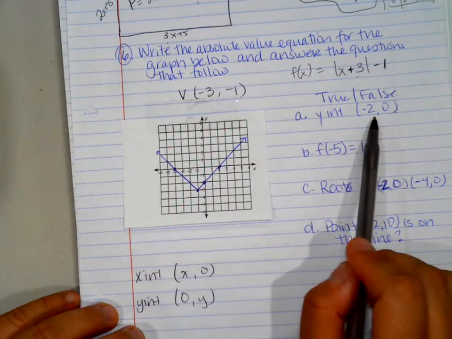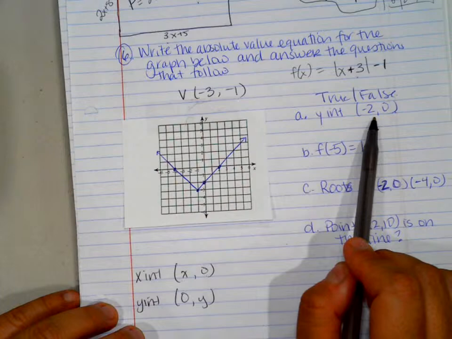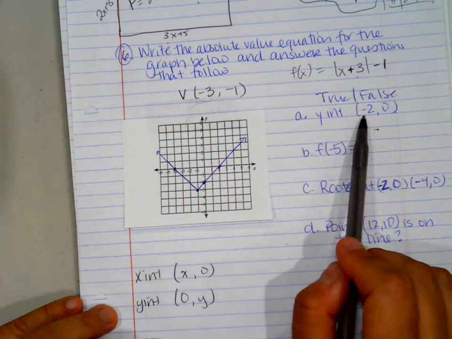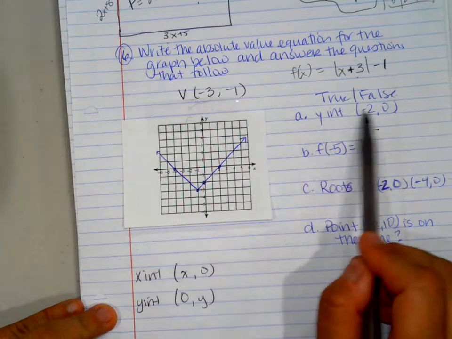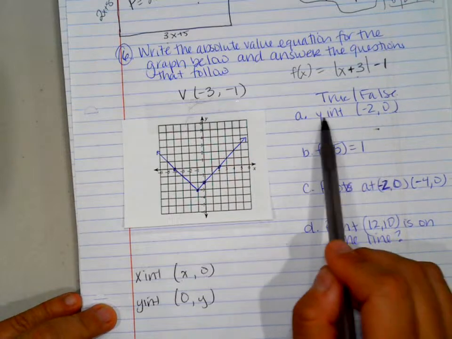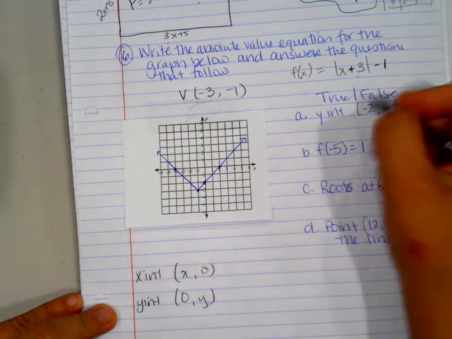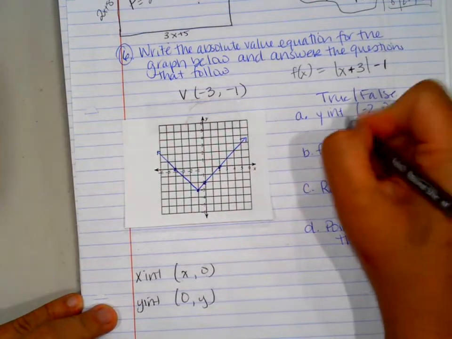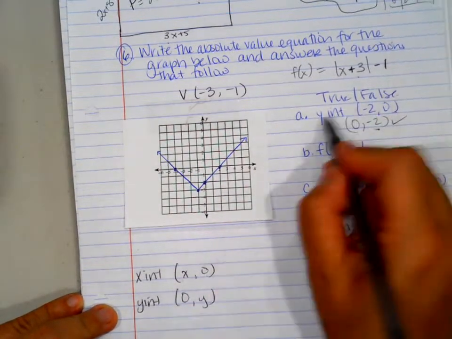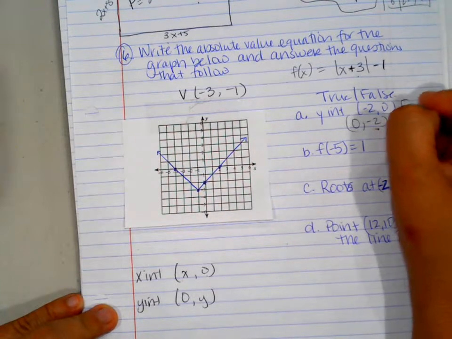Do you have a y-intercept at -2, 0? Okay, well, first things first, for it to be a y-intercept, I would have to have the 0 here. So if I'm putting my y-intercept here, my y-intercept is right here. It is at -2, but it's at 0, -2. That's the correct way to write this. This is not correct. That is false.